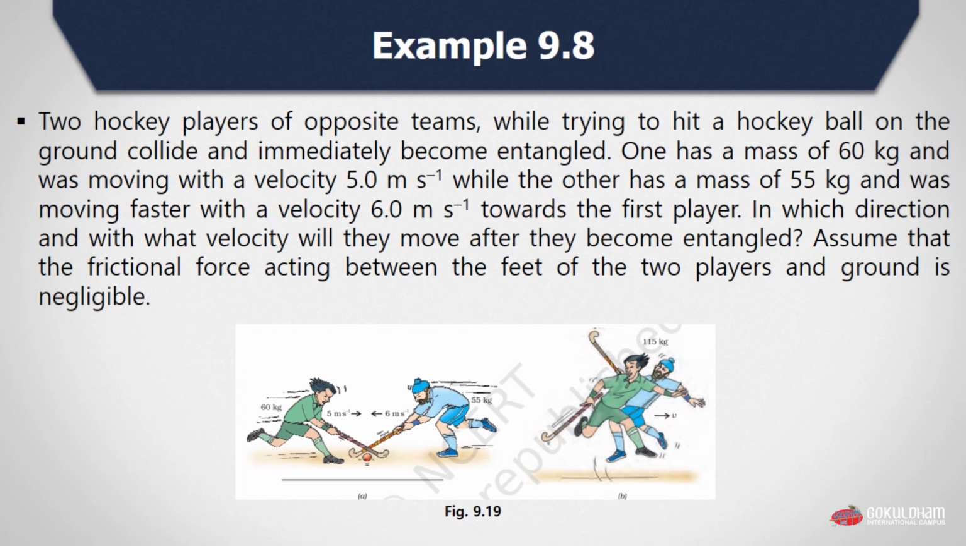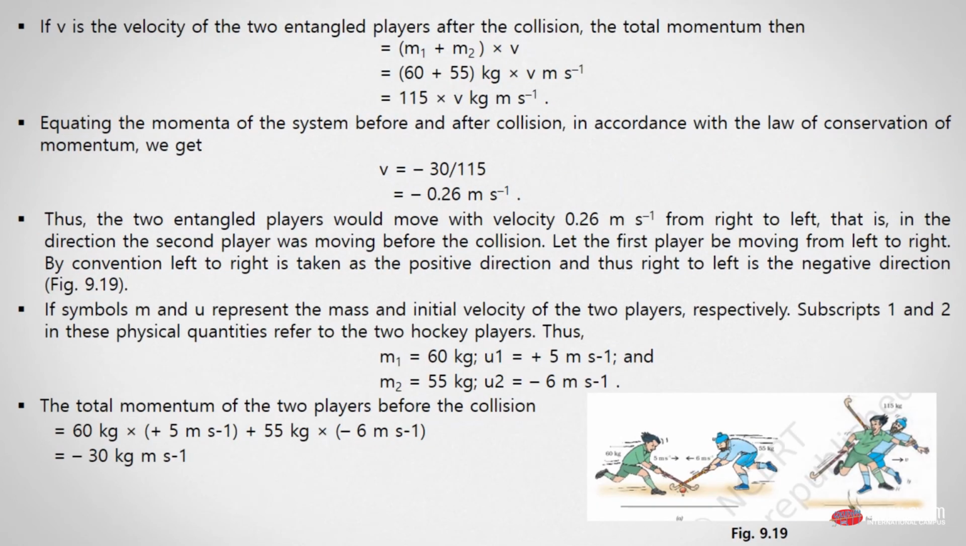In which direction and with what velocity will they move after they become entangled? Assume that the frictional force acting between the feet of the two players and the ground is negligible. It means we have to find at what velocity both the players will move after they become entangled, assuming that the frictional force acting between their feet and the ground is negligible. So let us look at the answer.